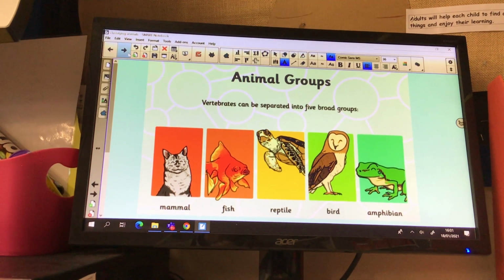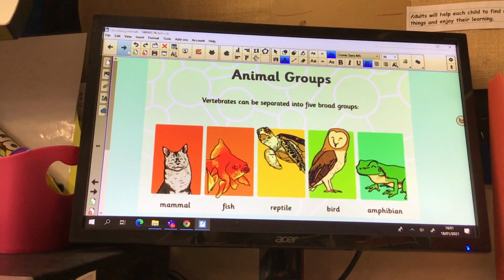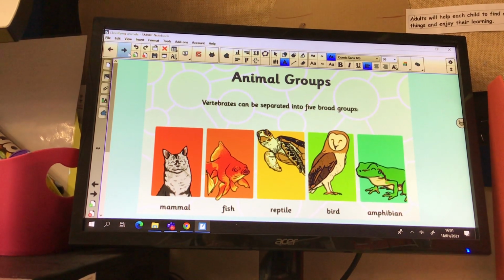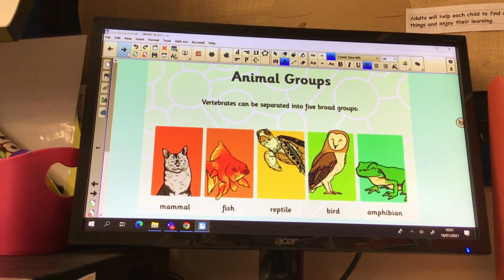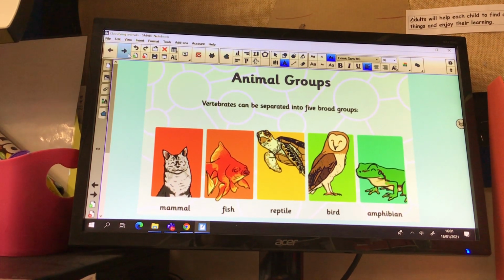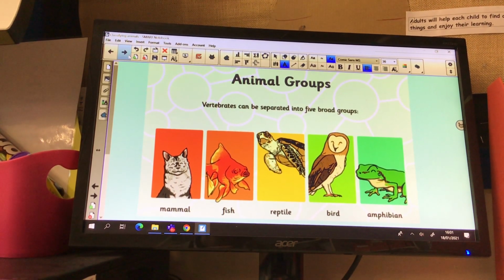So animal groups. The vertebrates can be separated into 5 broad groups. So mammal, fish, reptile, bird and amphibian. Now we looked at these in our first science lesson this term, and if you haven't caught up on that video yet, you can pop back on our YouTube channel and see the lesson all about separating them into the different groups. But we have already done this, so if you haven't done it, go back and have a little look.